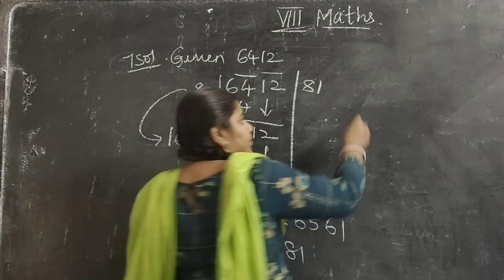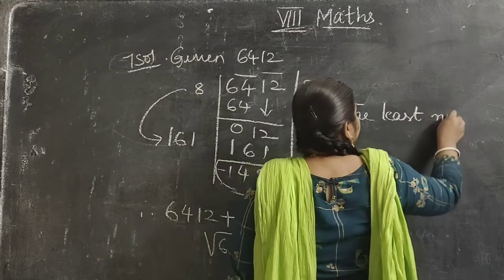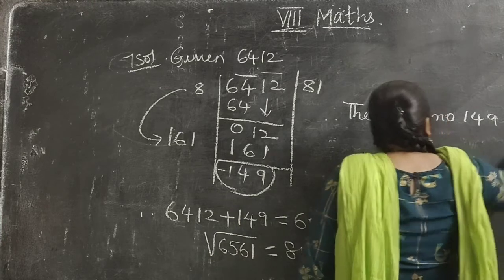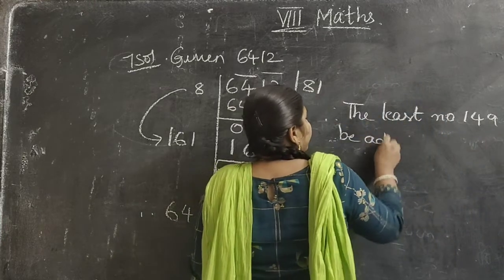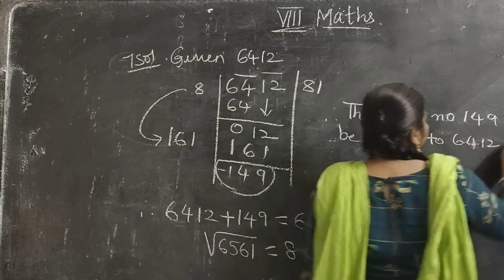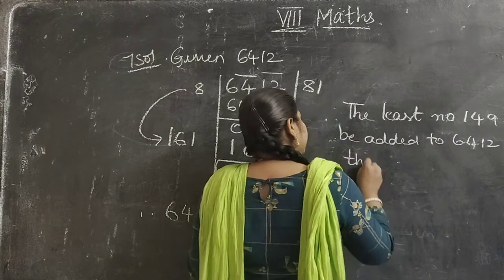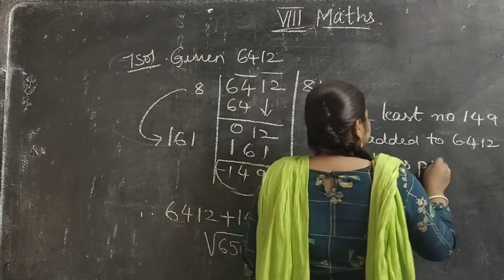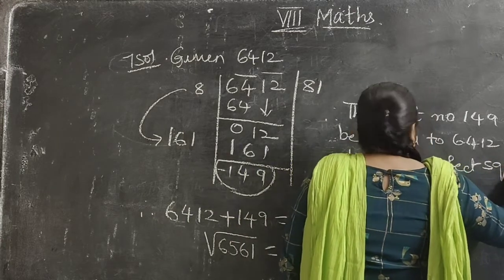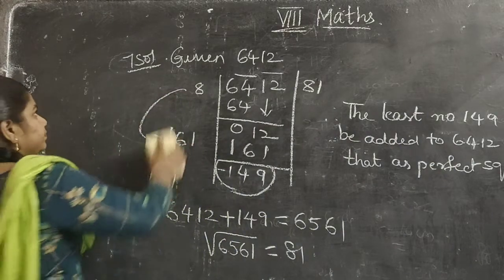So therefore, what can we write? Therefore, the least number that should be added to 6412 to make it a perfect square is 149. So this is our 7th solution. Okay, next is the 6th solution.